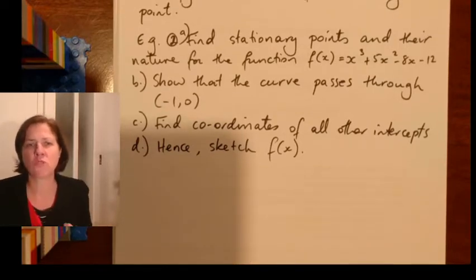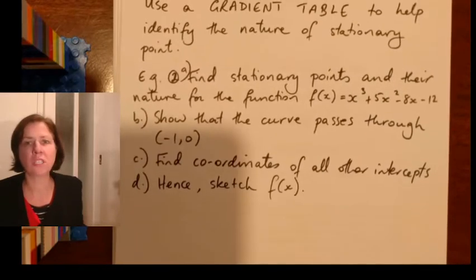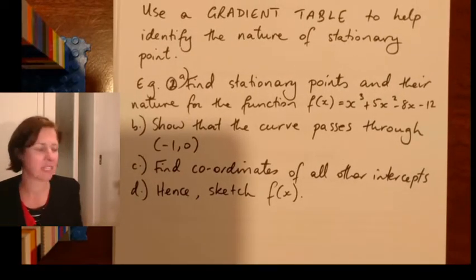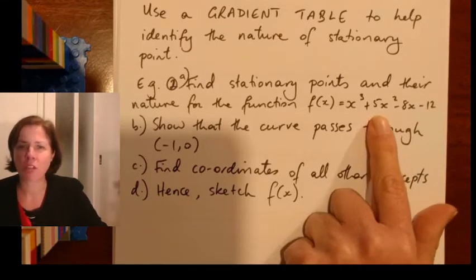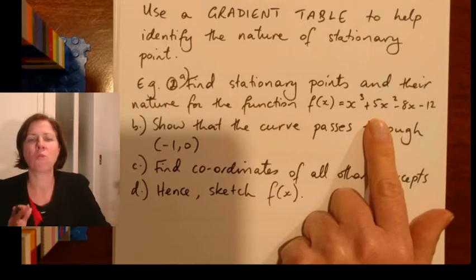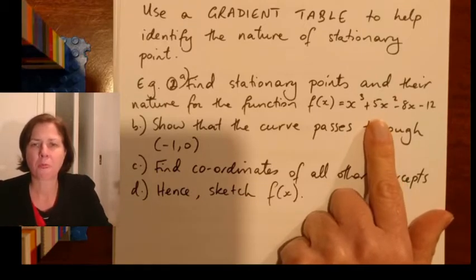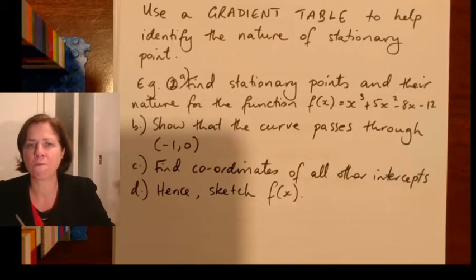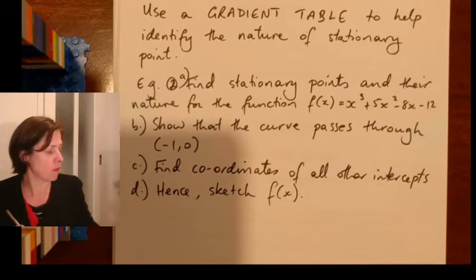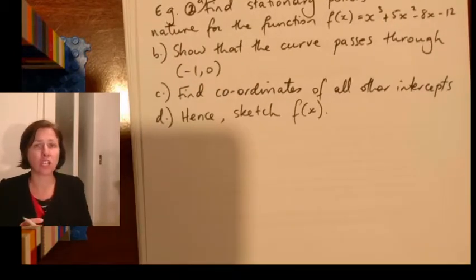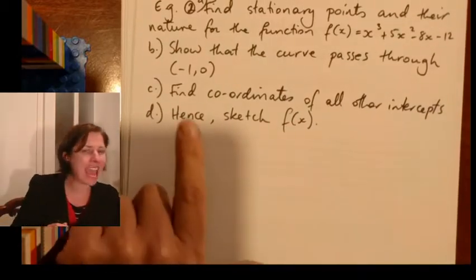So this question is really demonstrating the usefulness of finding stationary points and identifying them in order to sketch. This is a cubic graph. In the past, when we've sketched cubics, we might have asked you to identify intercepts, x and y intercepts, but now we need to go a step further and make sure that we can identify and label all of the stationary points. Okay, so let's start with A, find the stationary points and their nature.